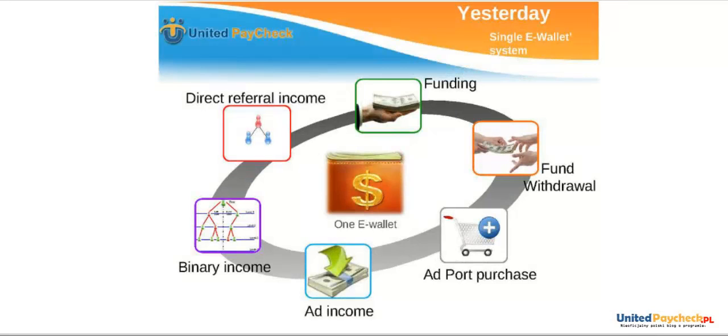Fantastic. So let's go through the objective here. Right now, UnitedPaycheck uses only one e-wallet for all the e-currencies. For example, funding, fund withdrawal, ad port purchase, ad income, binary income, and your direct referral income all come into one e-wallet. The objective is to do these activities for different currencies in different e-wallets, dedicated to each different type of currency we deal with.